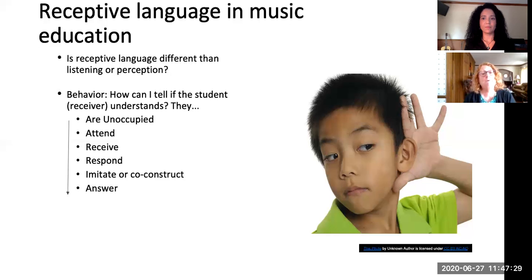So what are the behaviors we want to look for? Sometimes students are unoccupied, and we can't always tell that they're receiving, but we should always assume that they are. Watch for when they begin to attend, then look for when they begin to receive what we have to offer. Then when they start to respond, sometimes those responses are positive, sometimes they're negative, but they're still responses. Then also look at imitations and constructs, and how students take what we offer and either give us exact repetitions or make it their own. And then finally, how they answer us when they're answering questions for us.